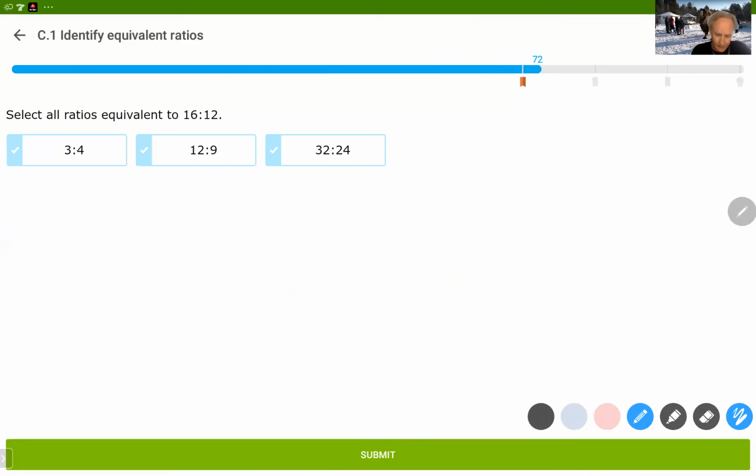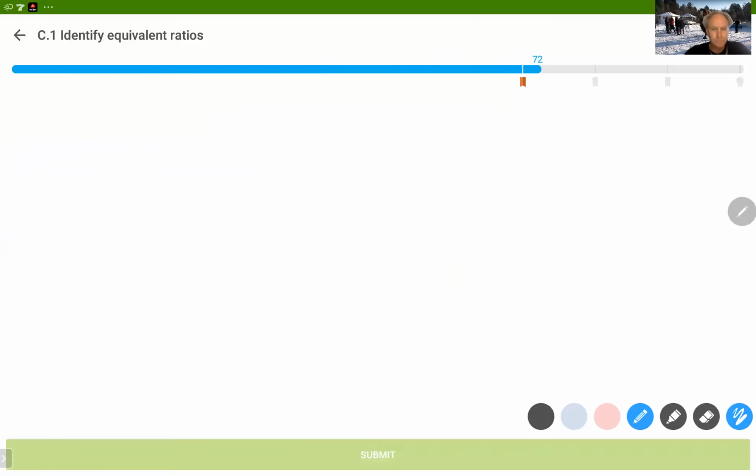16 to 12, divide by 4, and you get 4 to 3. It's always a good idea to write the reduced ratio down. When we multiply by 8, we get this one. When we multiply by 3, we get this one. And 3 to 4 is not the same. Has to be in order.